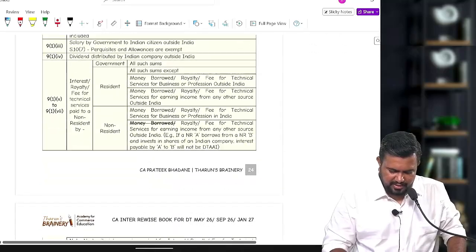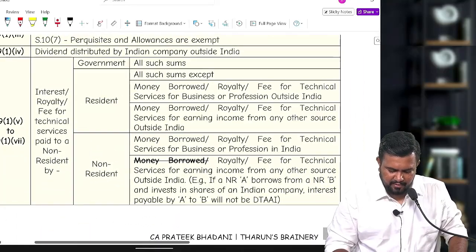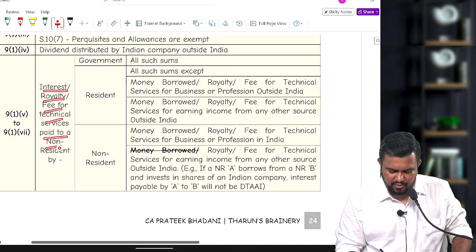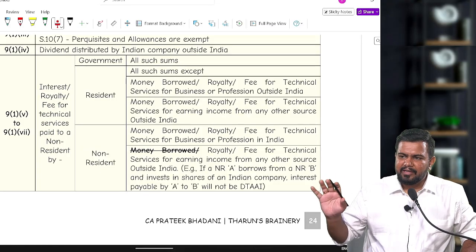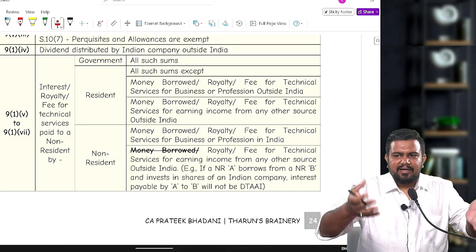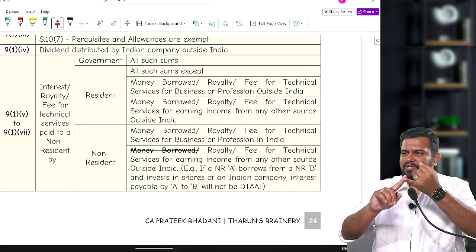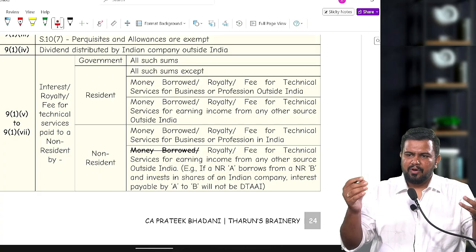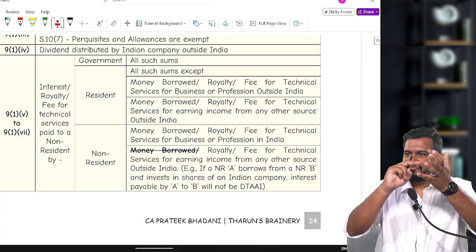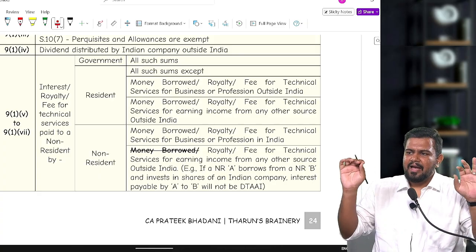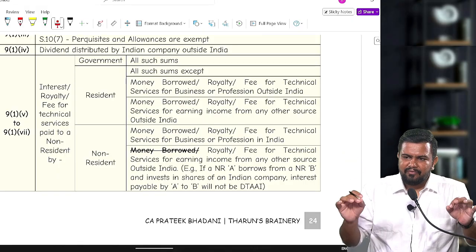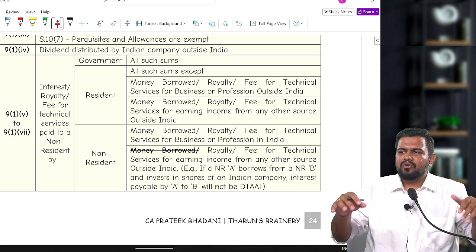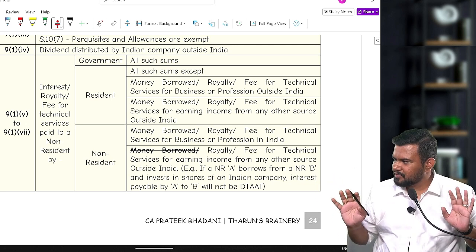So now we know what it is. Now let us see what happens if interest, royalty, fee for technical service is paid to a non-resident. So now what are we learning? Non-resident is earning interest. Interest means what? When a loan is there, on that loan, they are earning the interest. Okay, on money borrowed. Interest, royalty, fee for technical service. Who is earning? Non-resident is earning. Now we will see that in the hands of the non-resident, whether it is deemed to accrue or arise in India or not. That we are going to see.